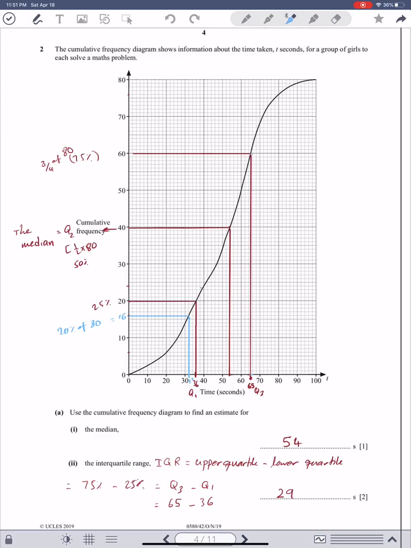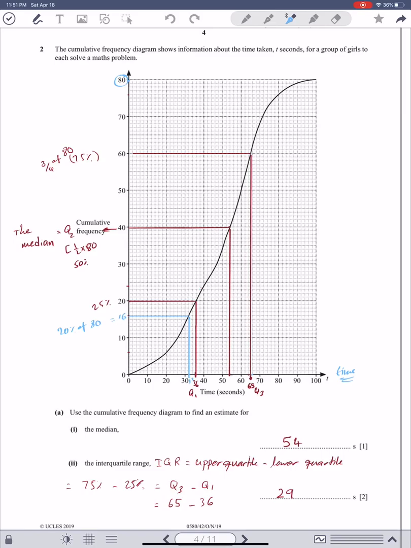Using the cumulative frequency diagram, estimate the median. There are 80 girls. We read the graph from here, 80, so the total is 80. The median time, of course, all of the values are in time here. This is the axis of time here.